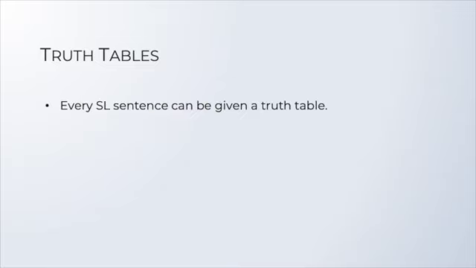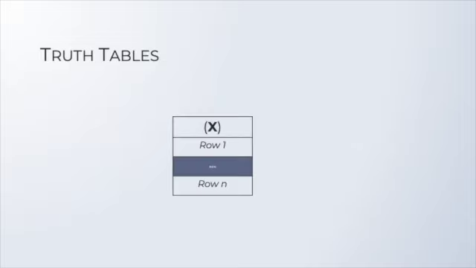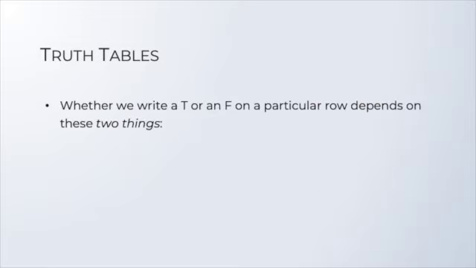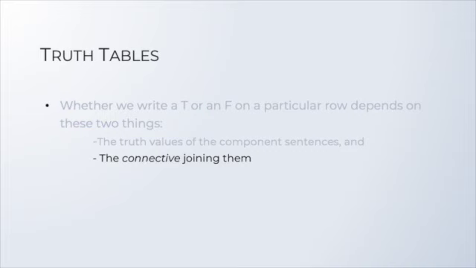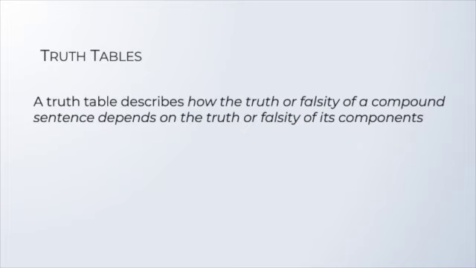Now, every legal sentence in SL, regardless of how complex it is, can be given a truth table. So, we're going to have a table in which we're going to have a bunch of rows, and each row represents a possible case. And in each row, we're going to write either a T or an F. And whether we write a T or an F on a particular row depends on these two things, and only on them. And these things are the truth values of the component sentences and the connective joining them. In short, a truth table describes how the truth or falsity of the complex sentence depends on the truth or falsity of its components. We'll see what this means in a second.